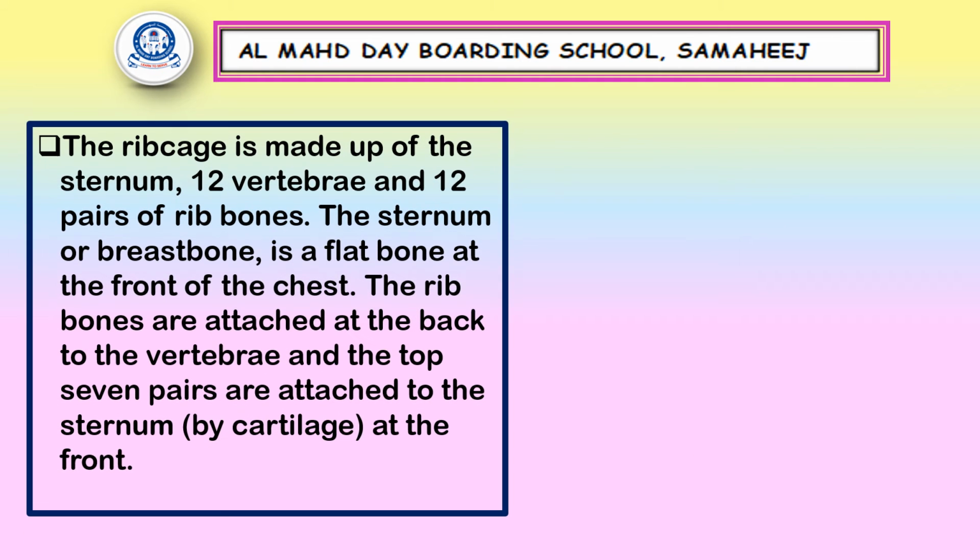The rib cage is made up of the sternum, 12 vertebrae, and 12 pairs of rib bones. The sternum or breastbone is a flat bone at the front of the chest. The rib bones are attached at the back to the vertebrae, and at the top 7 pairs are attached to the sternum by cartilage at the front.